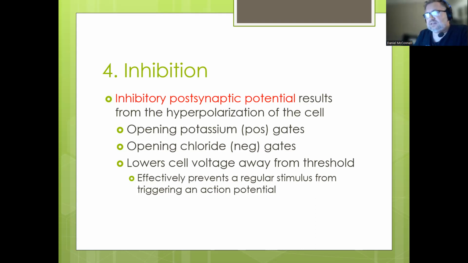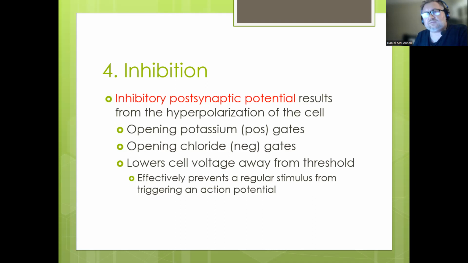But an IPSP instead opens potassium channels in the cell wall. What's going to happen with potassium? Because of the concentration gradient, potassium is going to leak out of the cell, and because potassium has a positive charge, that's going to lower the internal voltage. Something else that's going to happen is that it opens up chloride gates as well. We haven't said a whole lot about chloride in terms of anything that it might do at a synapse, at least not when we were talking about action potentials previously. But as it turns out, chloride plays an important role in the IPSP.